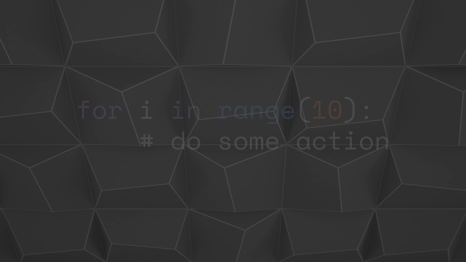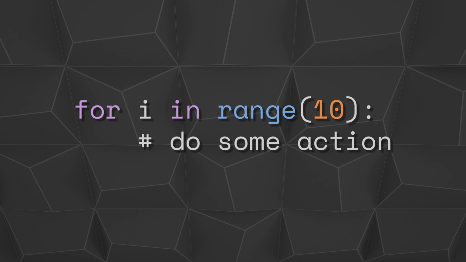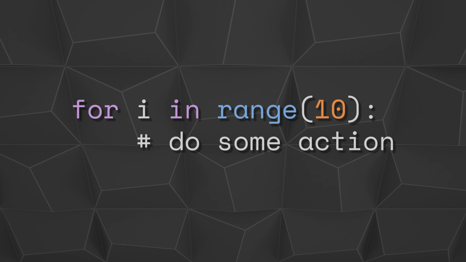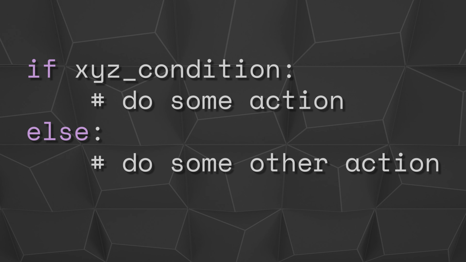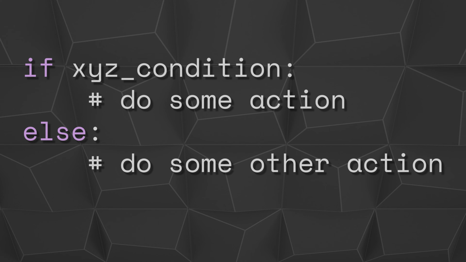The syntax of a loop in Python looks like this, where we have for i in some range and then we do some action. You can loop through a list of numbers or any list in general. More on lists in a second. Conditionals generally take this form. So if we have some condition, we do this, else we do this other thing.